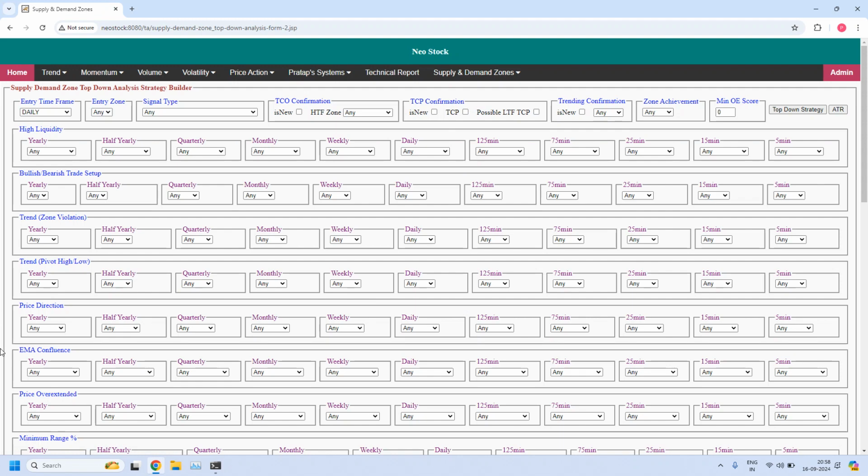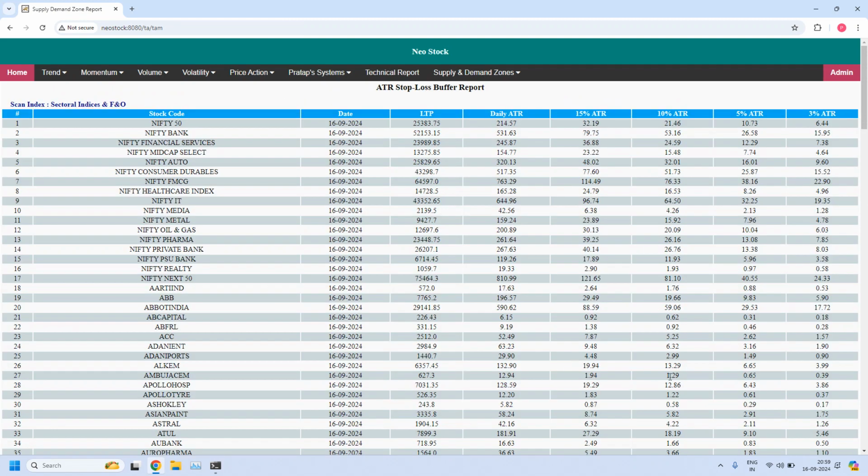So this is about all the income trades. Now let us generate, in the last report, daily ATRs and stop buffers based on daily ATR. The first 17 in this list are indices, which includes all sectorial indices. Remaining all are equity stocks. So I keep on scrolling the list down. Whichever stock you want to refer to, please pause the video there.